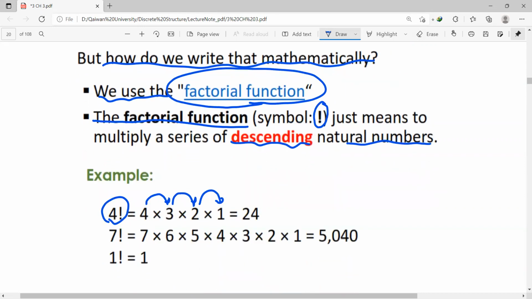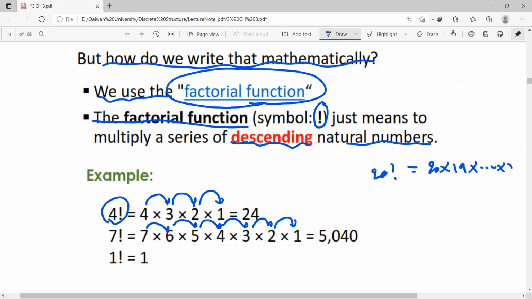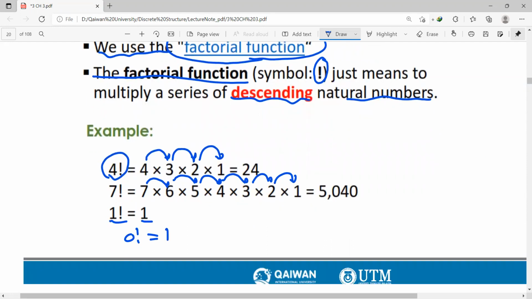And 7 factorial is 7 times 6 times 5 times 4 times 3 times 2 up to 1. Okay, that means n factorial is the multiplication of n with the numbers before itself up to 1. So 20 factorial equals 20 times 19 times up to 1. That's n factorial, the multiplication of 1 up to n. And 1 factorial is 1. How about 0 factorial? It's still 1. Okay, 0 factorial is 1.